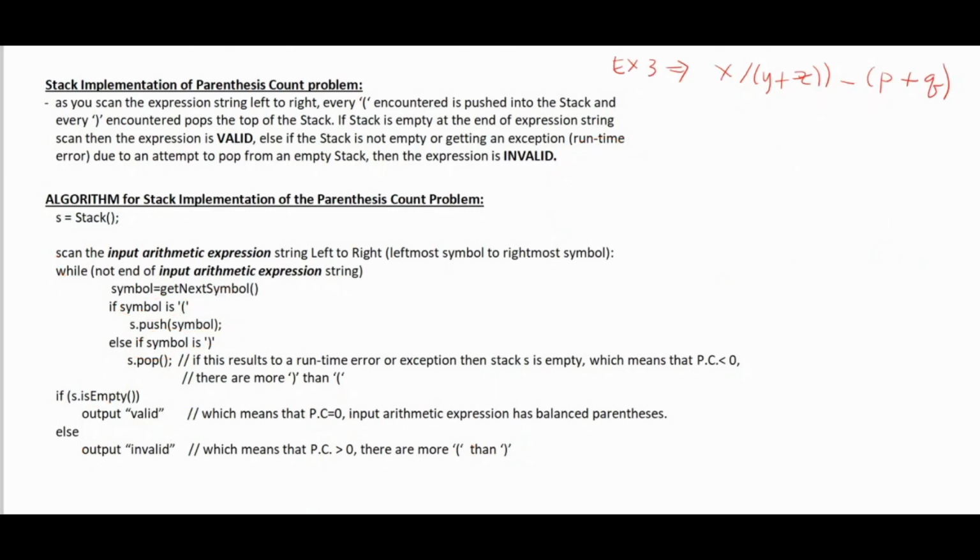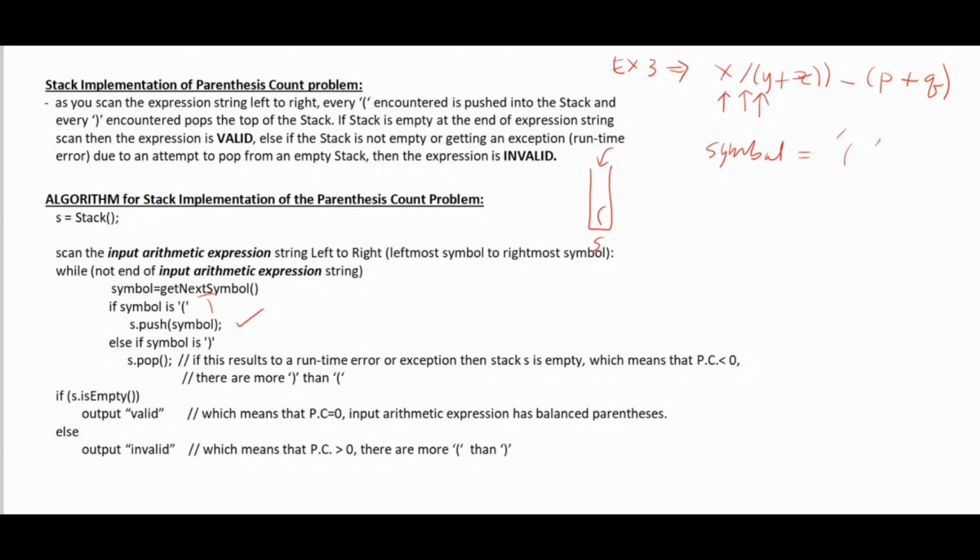The third example that we used last time is this one. Let's go over the algorithm again for this third example and determine if it is valid or invalid using the algorithm. The leftmost character is X, so we do nothing. The next is this division, and the third is left parenthesis. So this time, the symbol we get is a left parenthesis symbol, and so this is true, so we push that into the stack.